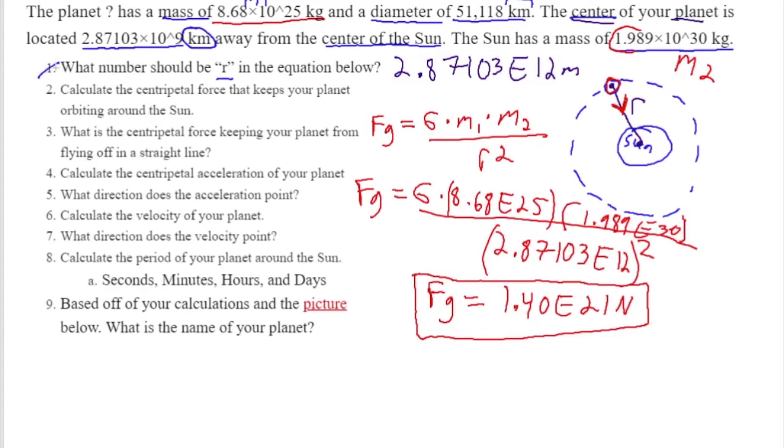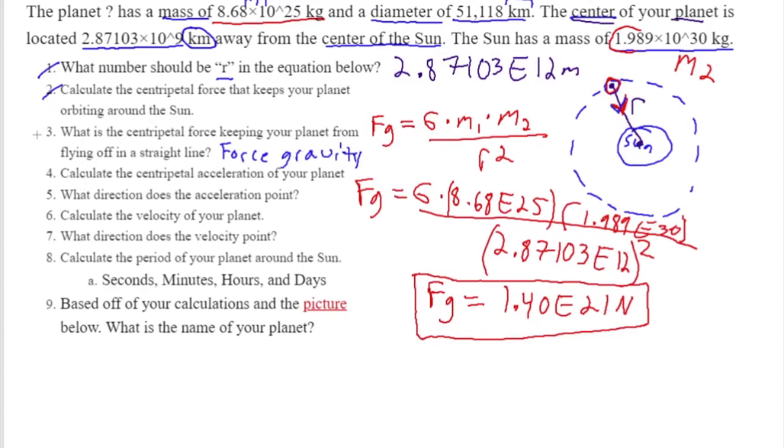Now that we have number 1 and 2 done, let's take a look at number 3. Well, number 3 says, what is the centripetal force that keeps our planet from flying off? We just talked about this. That centripetal force is the force that points towards the center. That's going to be force of gravity. And we already solved for it below.